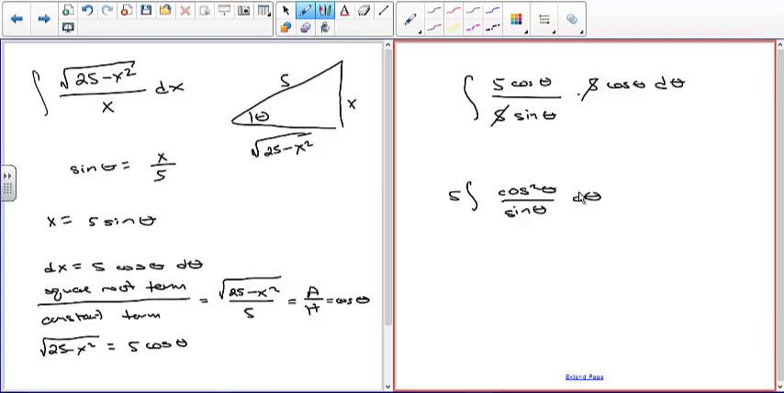You might say, well, isn't cosine over sine cotangent? But then you have cotangent with cosine, and those don't like each other. You want to have sine and cosine, or secant and tangent, or something like that. Any other ideas? Those don't work.